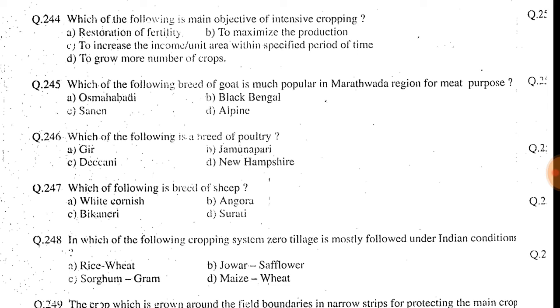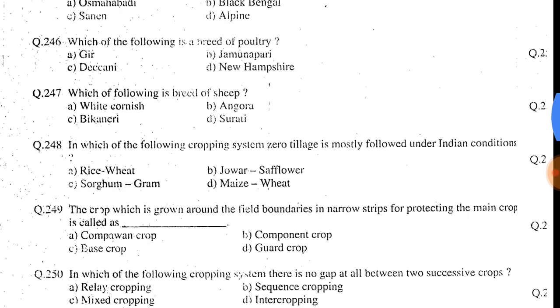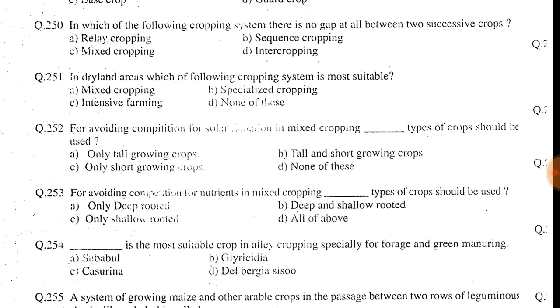247. Which of the following is a breed of sheep? Bikaneri. 248. In which of the following cropping systems is zero tillage most popular under Indian conditions? Rice, wheat. 249. The crop which is grown around the field boundary in a narrow strip for protecting the main crop is called border crop. 250. In which of the following cropping systems is there a gap between two successive crops? Mixed cropping. Successive crop, relay cropping.